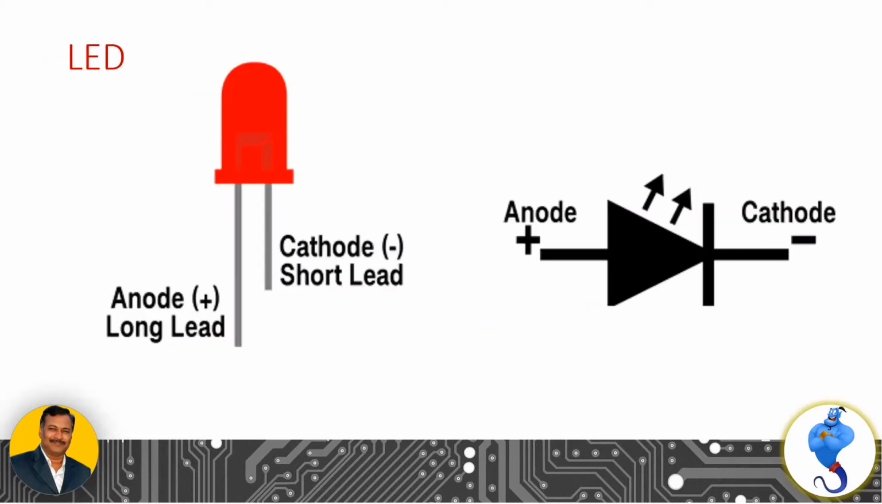This is the construction of a light emitting diode. An LED typically consists of two terminals. The long lead is called the anode, or the positive terminal. The shorter lead is called the cathode, or the negative terminal.